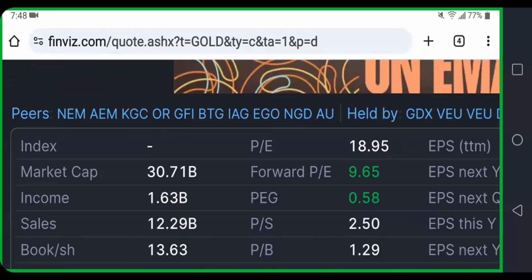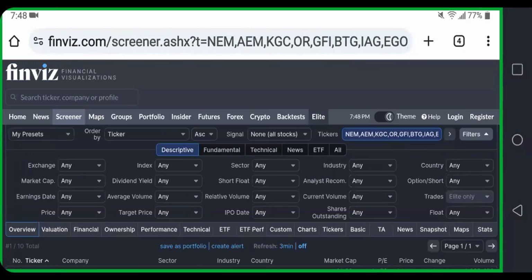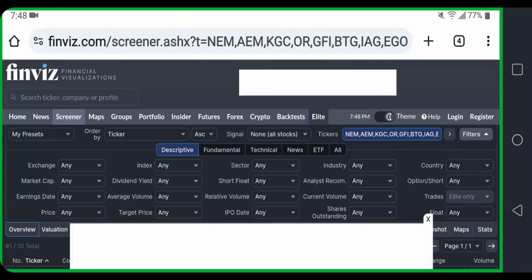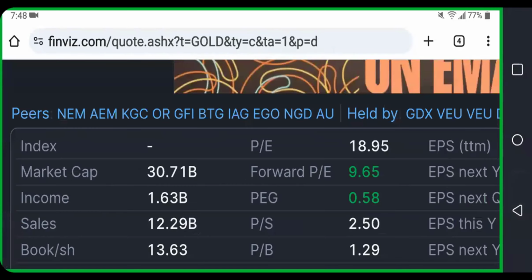Now over here, it shows you all the peers, that means all the other companies. So you will touch each one of them and decide how well they are doing. That's how you're going to pick the leader.